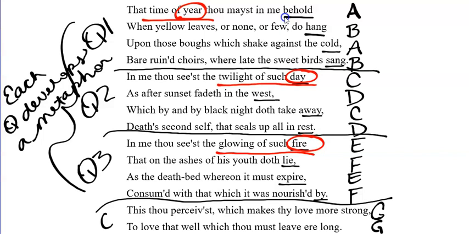He says, "Thou mayst in me behold," meaning in me you're going to see a time of year. But what time is it? We've got "yellow leaves, or none, or few, upon the boughs which shake against the cold." Then he says, "where late the sweet birds sang." Now, late the sweet birds sang means in the past. I'm going to put that, past.